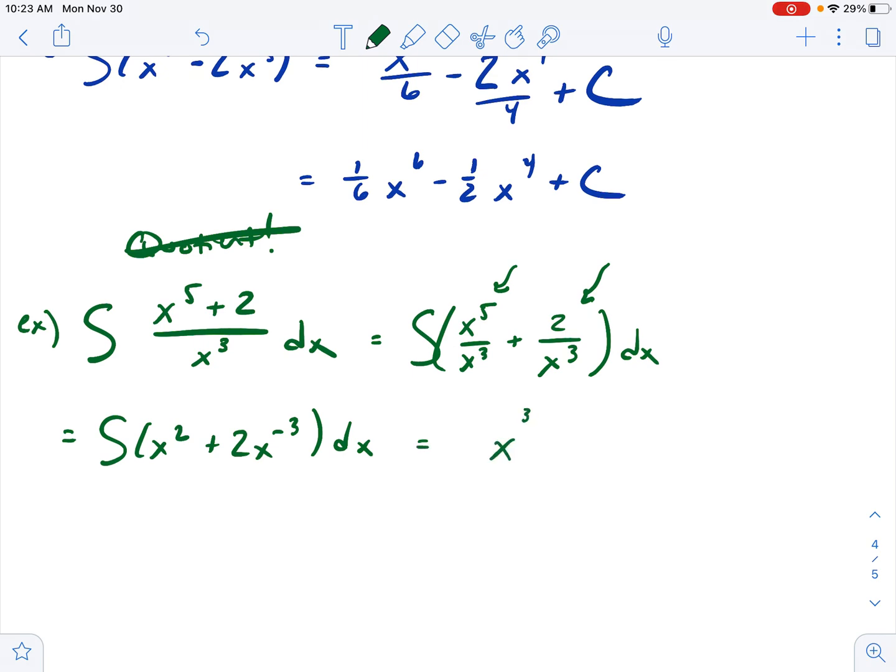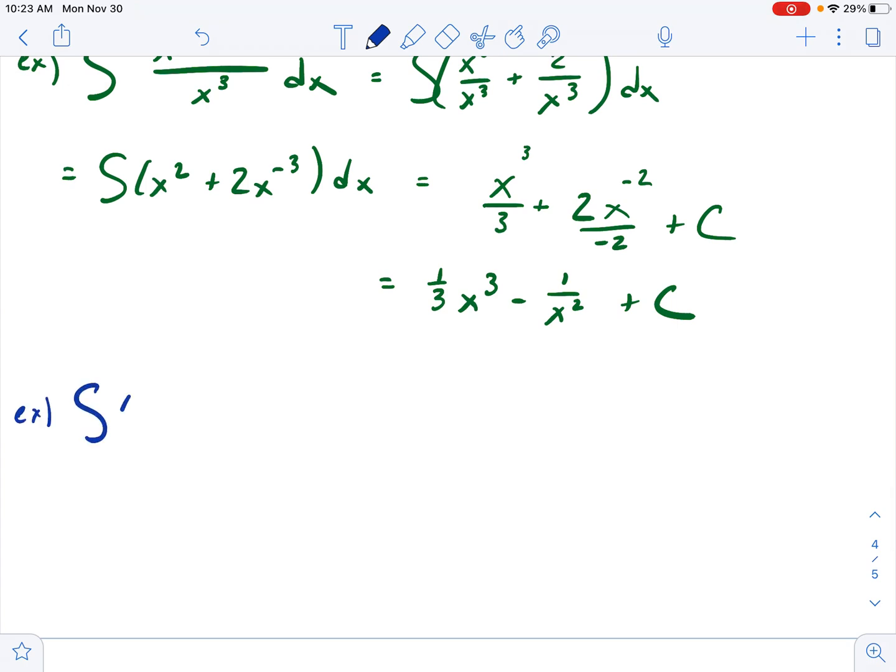Integrating x squared, adding 1 gives us a new power 3 divided by 3. Keeping that coefficient, integrating x to the negative 3rd, new power of negative 2 divided by negative 2 plus c. 1/3 x cubed minus 1 over x squared plus c at the end of the day.